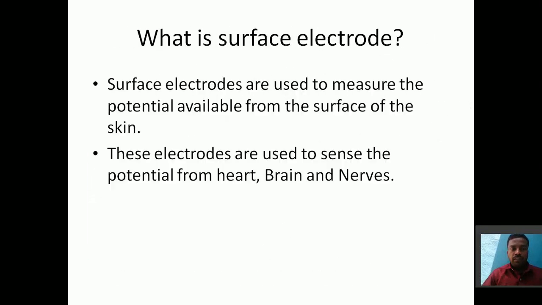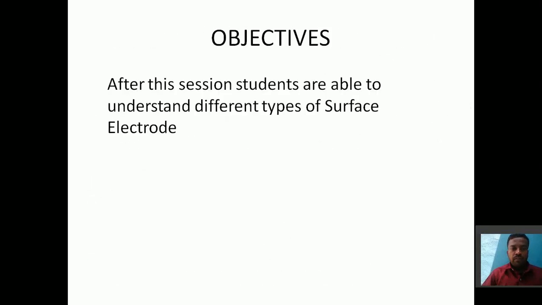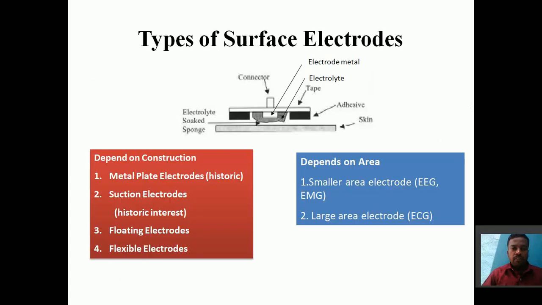The surface electrode is divided into two major categories based on area: smaller area and larger area. Smaller area electrodes are mainly used for EEG and EMG. Larger area electrodes are mainly used for ECG. Depending on construction, there are four types: metal plate, suction, floating electrode, and flexible electrode.